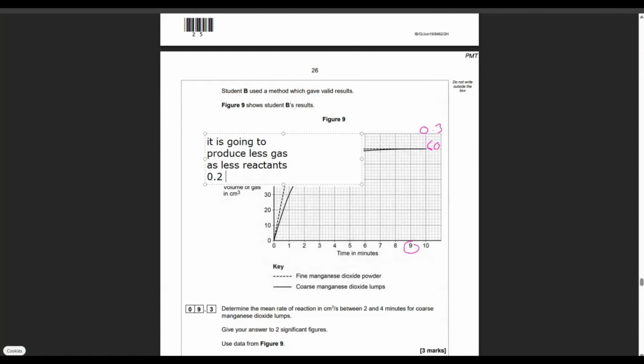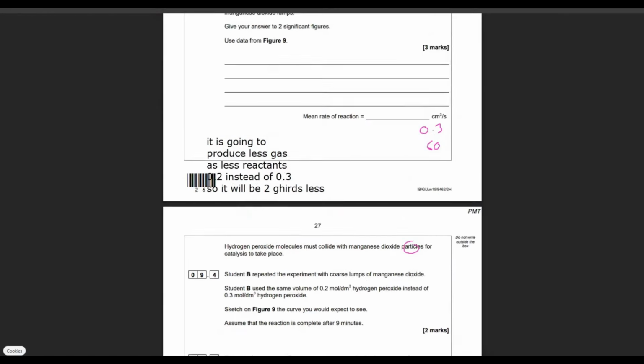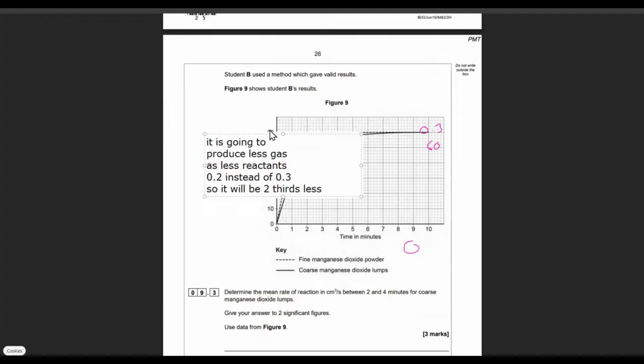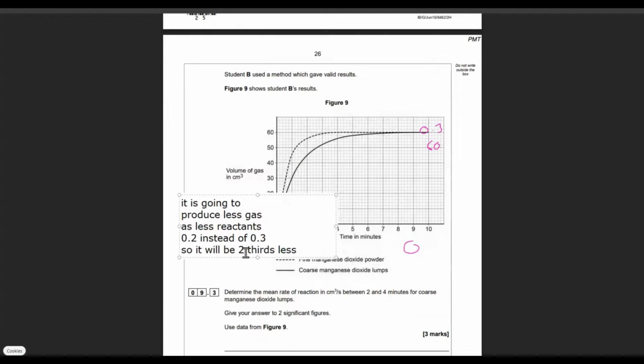So basically, to get all of the marks here, you've got to work it out. We're going to produce less gas. We have less reactants with 0.2 instead of 0.3. So it's going to be 2/3 less. No, it's not going to be 2/3 less. It's going to be 1/3 less.